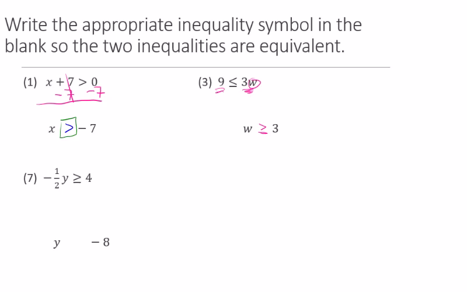Okay, so let's try to see how that works out. Let me erase some of this stuff for a second. We know it's going to be 9 is greater than or equal to 3, but we can also find it by getting W by itself.